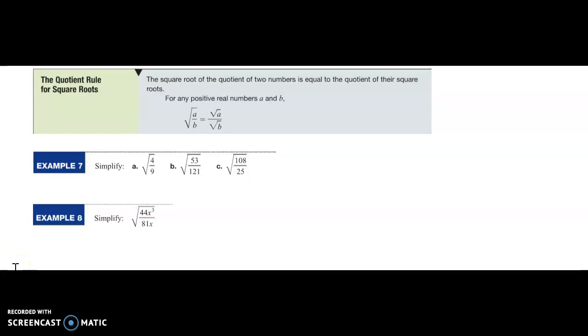Girls, here we go with instruction on how to divide square roots. So the quotient rule for square roots is very similar to the product rule for square roots, and you can see that right here. I'll do a little pink highlight right here.